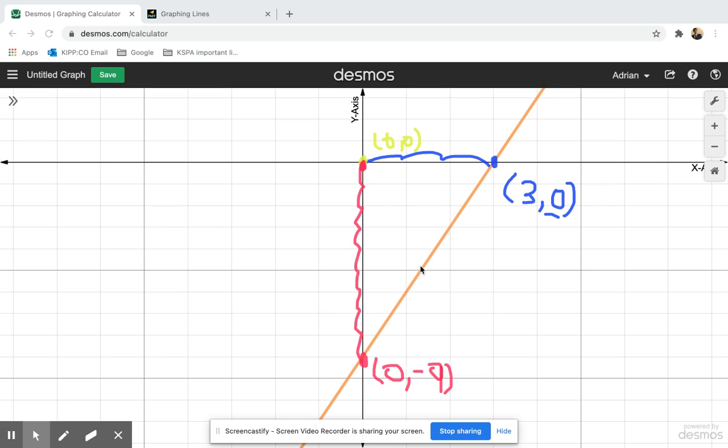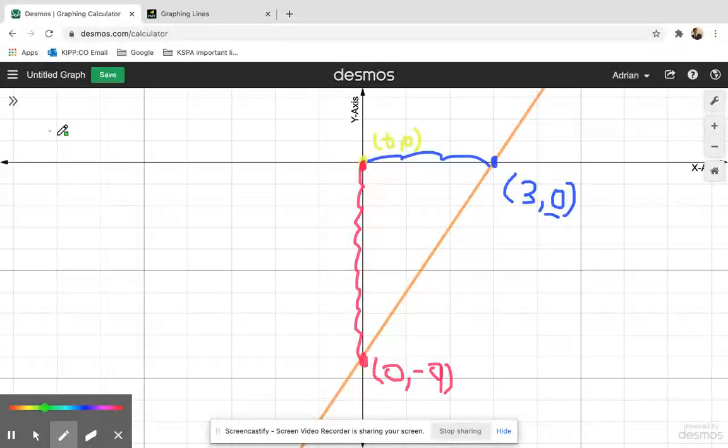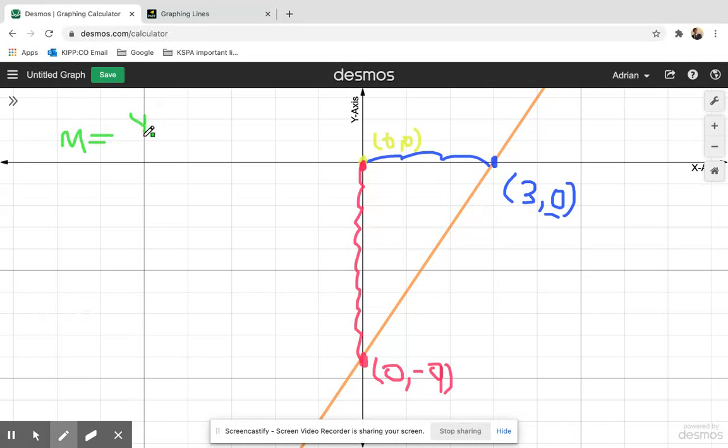In this next section, we're going to be learning how to use our x and y intercepts to find the slope of our lines. So if you recall from the first video, this is the line that we worked on originally with my intercepts (0, -9) and (3, 0). And so we're going to use these along with our equation m equals y2 minus y1 over x2 minus x1.